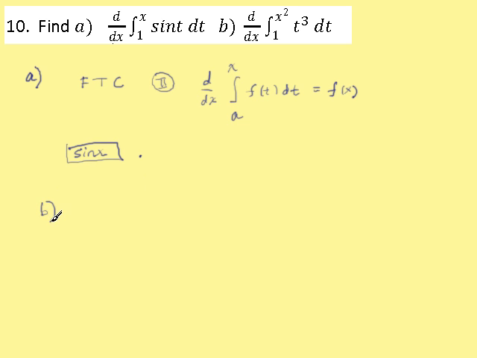Let's look at part B. So in part B, we're going to do something similar. Let me rewrite this. Here we're going to replace t with this x squared, and then multiply by the derivative of x squared. That's a chain rule. So we have here x to the 6th times 2x, or 2x to the 7th.